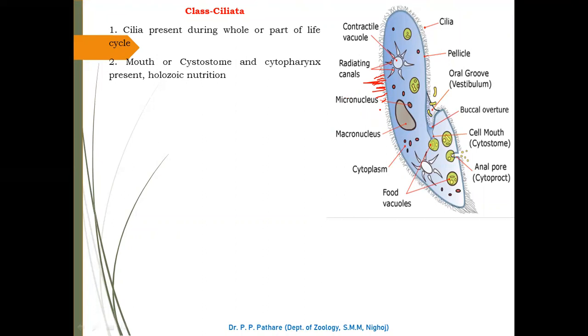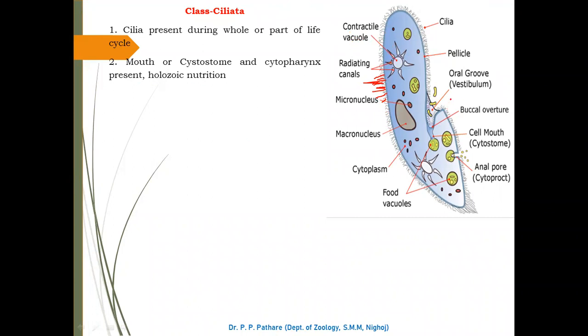Next, the mouth or cytostome and cytopharynx are present and are useful for nutrition. Holozoic nutrition is observed in Paramecium. They can go near the food source, capture it, or suck in the food material present in their surroundings, and that is called holozoic nutrition. You can observe these are the contractile vacuoles. These vacuoles are useful for nutrition purposes.